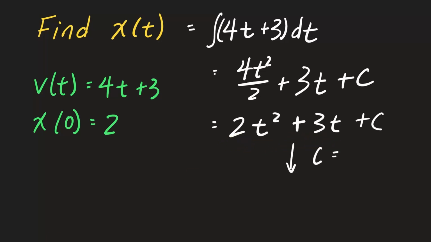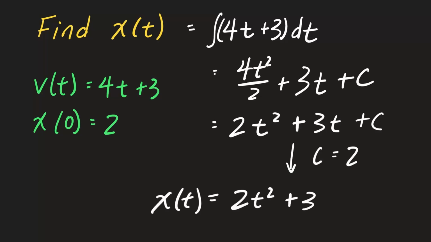Now we're given the initial condition, specifically the initial position is 2. So we can substitute 2 for c, and we get that the position function is equal to 2t squared plus 3t plus 2.